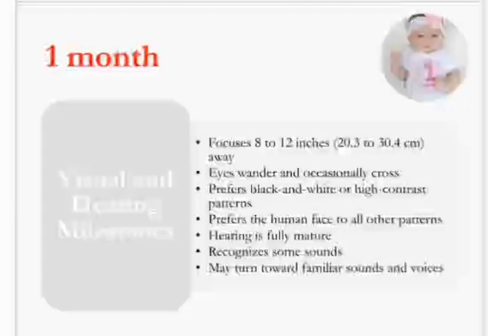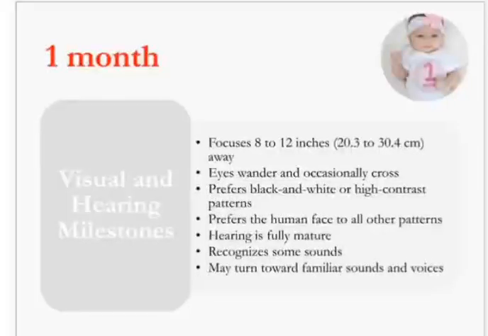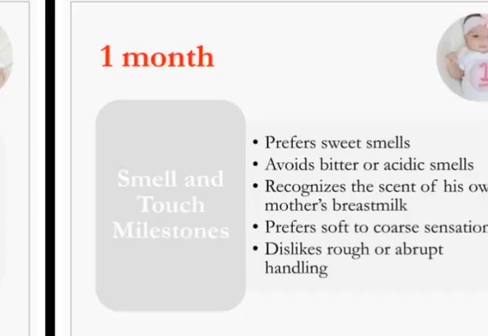Speaking about the visual and hearing milestones: they focus at 8 to 12 inches, the eyes wander, and occasionally there will be crossed eyes. Prefers black and white or high contrast patterns. Prefers the human face to all other patterns. Hearing is fully mature. Recognizes sounds. May turn toward familiar sounds and voices.